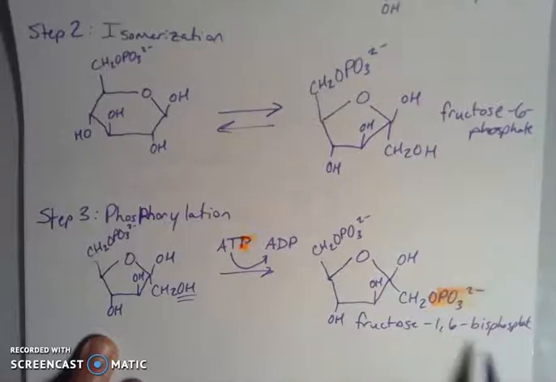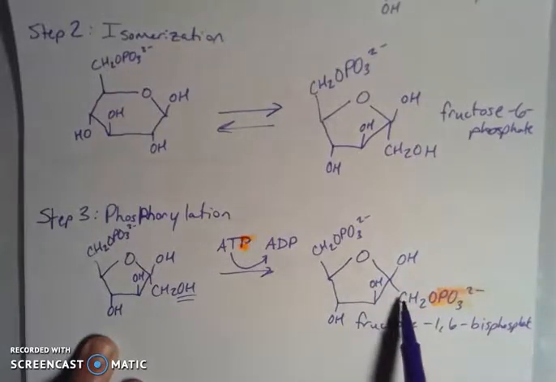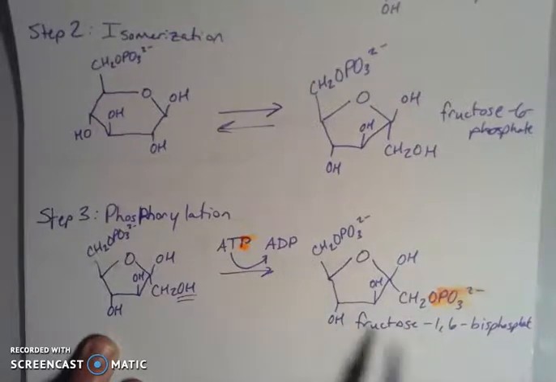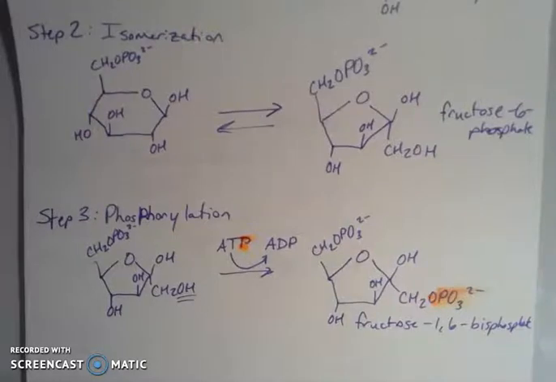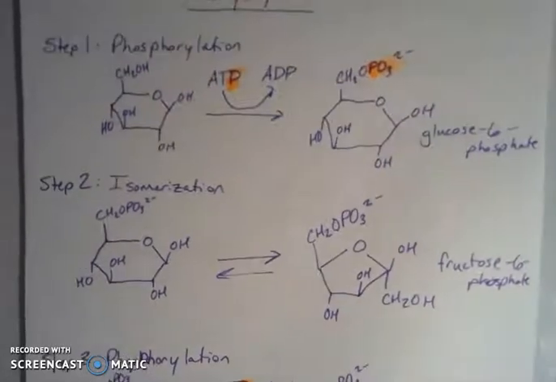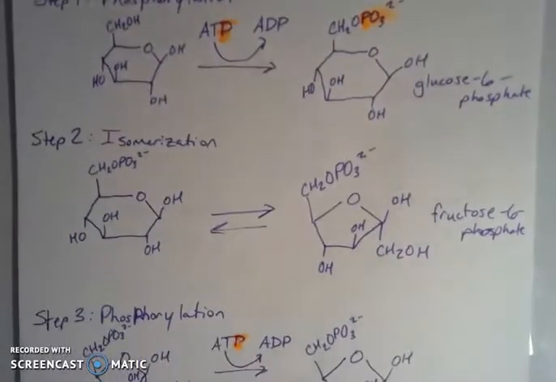Okay, so on the 1 and the 6, my 1 carbon is down here, the one that's sticking off here, my 6 carbon's up here. So fructose 1,6-bisphosphate. Now, so far, these first 3 steps of 10 have cost me 2 ATP already.